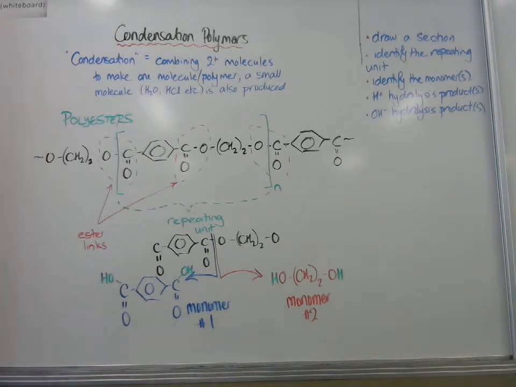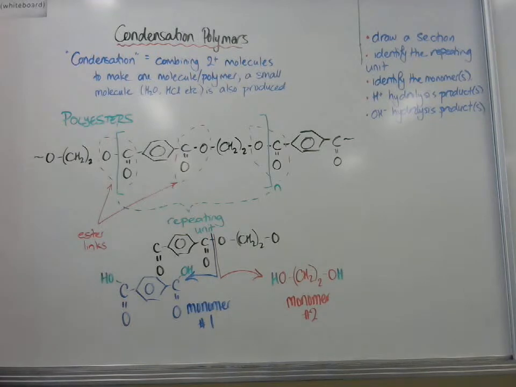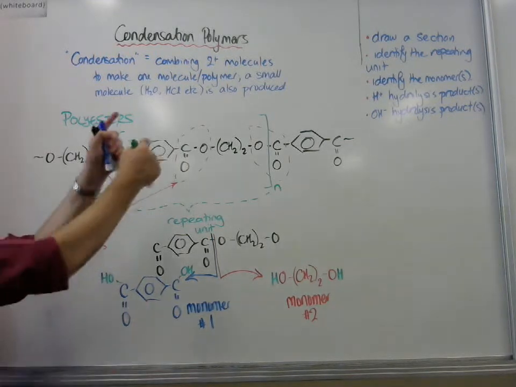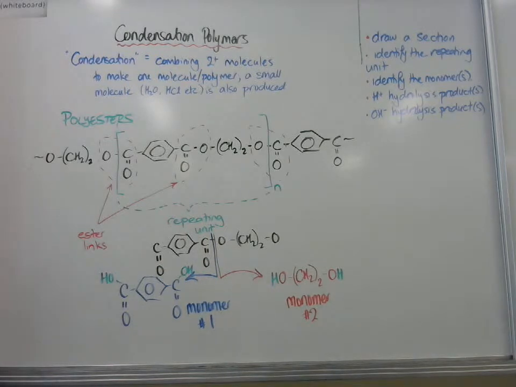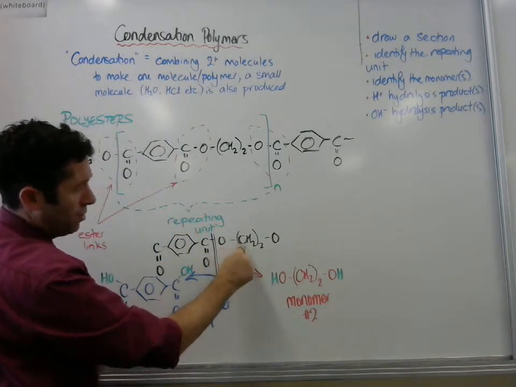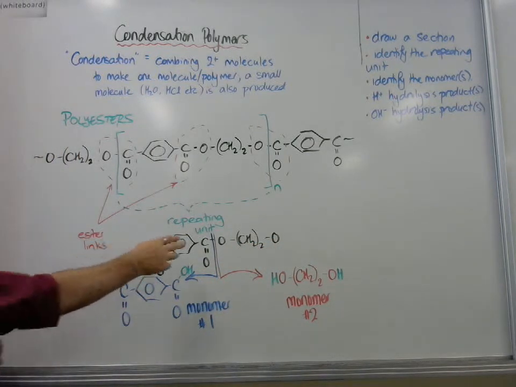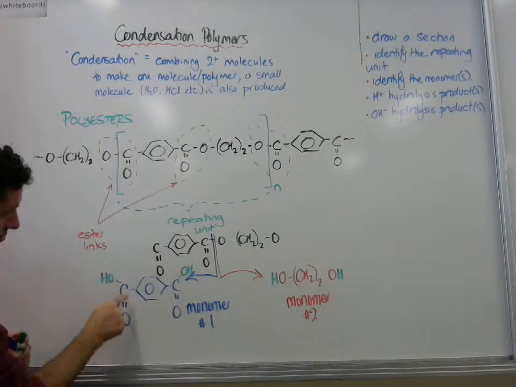Now we need to identify the monomers from that. So what I've done here is rewritten just this in black down here. And I've taken the other ester link and broken it in half. Where the red arrow goes, I've just copied down O, CH2CH2, O. That's all. With the blue, I've just written down this bit.